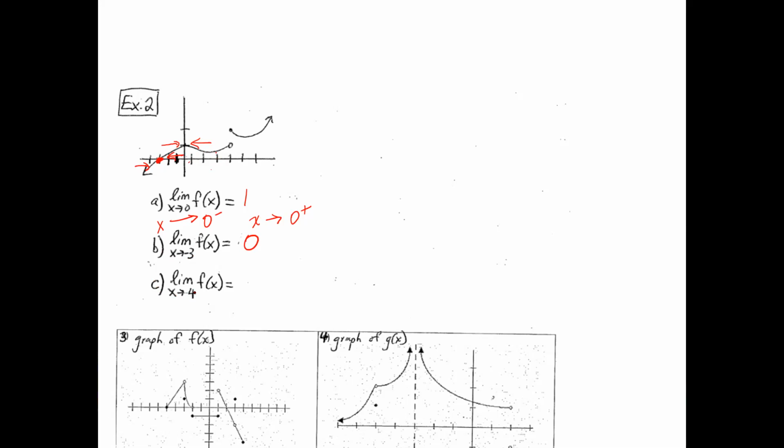C, x approaches 4. 1, 2, 3, 4. With this one, it's a little bit tricky because as x is approaching 4 on the left side, it is at 1. However, as x is approaching 4 on the right side, if you look over here, f of x is going to be at 2. And because these two are not consistent, it does not exist. The reason for that is different behavior from left to right, because they need to be consistent.